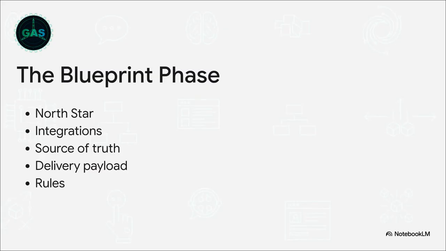This is totally rooted in the philosophy that the problem we solve is way more important than how we solve it. You have to define these 5 criteria using natural language: your North Star, or your desired outcome, your integrations, your source of truth or database, the final delivery payload, and your behavioral rules, which are basically your logical constraints. Bottom line, if you give the AI bad instructions here, you are absolutely going to get bad outputs.